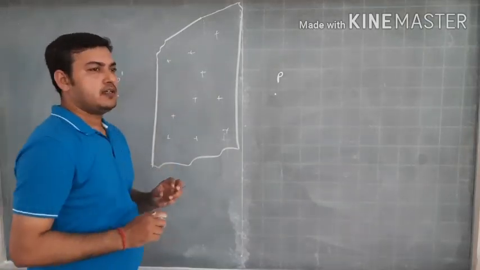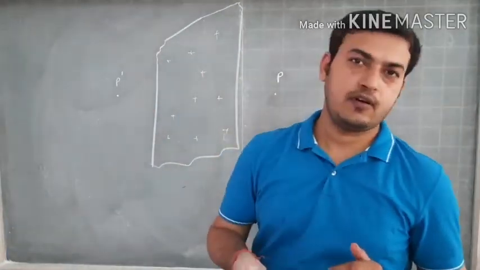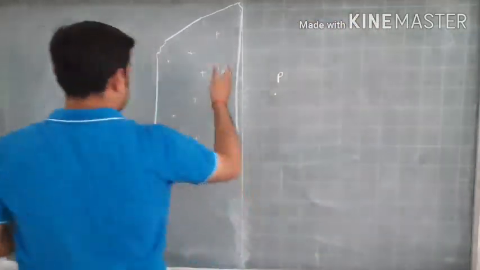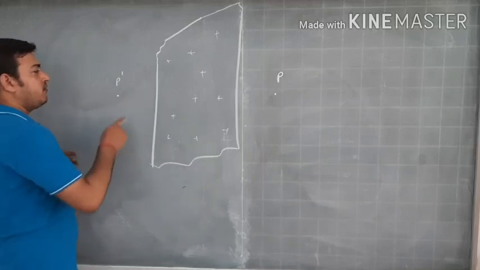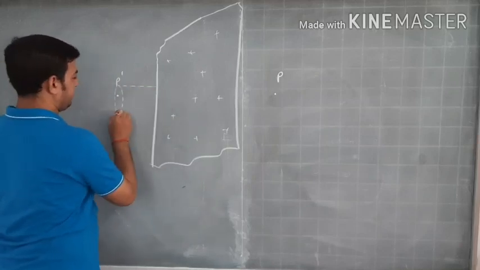So to calculate the electric field due to the sheet, we have to use the Gauss theorem, and that tells us we need a Gaussian surface here. So just like the previous example, we will take a cylindrical surface here also.